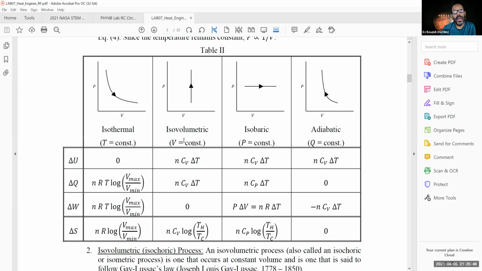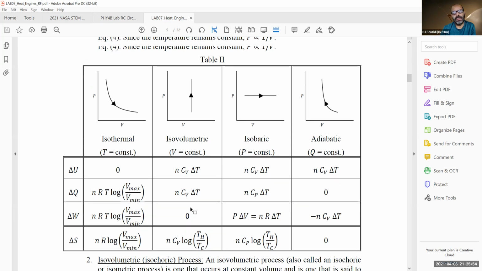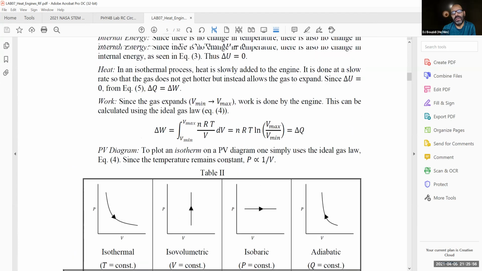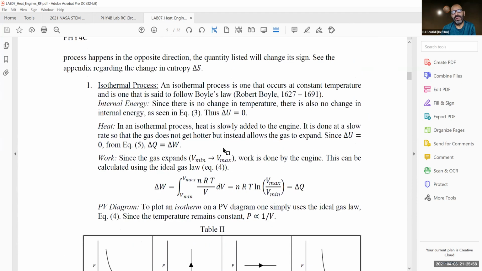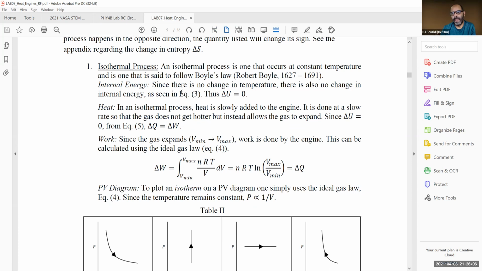Anyway, this is the isovolumetric process, or the isochoric process. This is at constant volume. So in this case, we know W is 0. Remember, W has to do with the dV. So if dV is 0, I don't know. Can I do it this way? No, this way? I don't know how to do that right now. I lost track of it, okay?